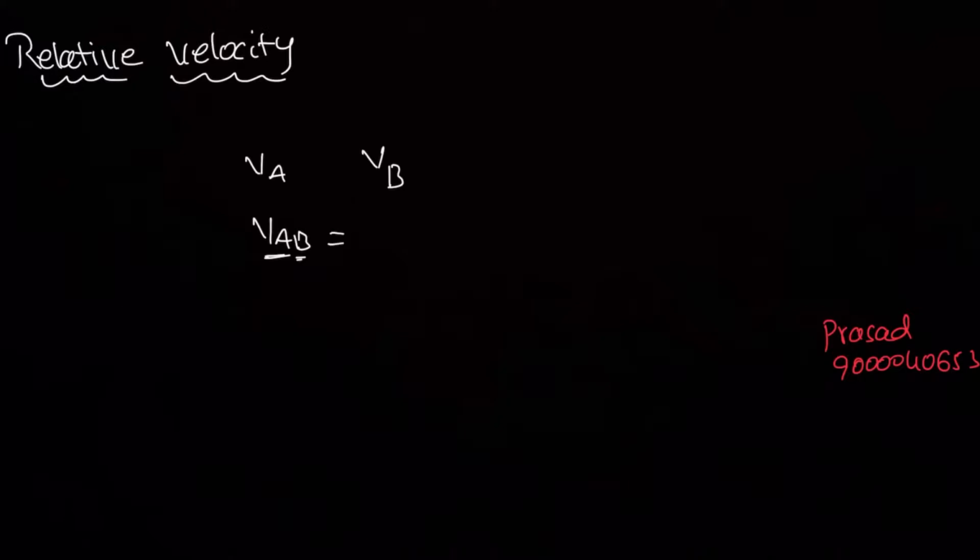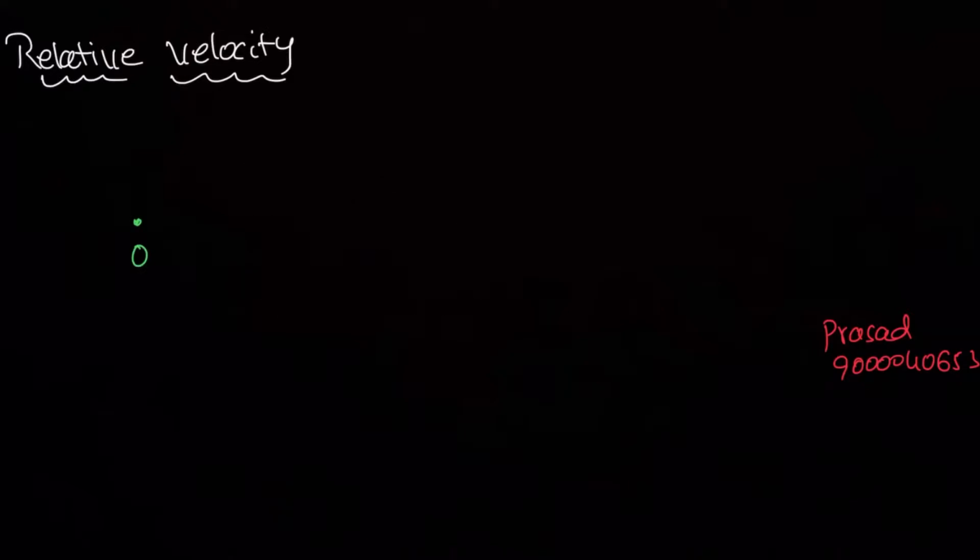So that is a notation. VAB is defined as VA minus VB. Similarly, relative velocity of B with respect to A, that is VBA, is defined as VB minus VA. So relative velocity is nothing but difference of velocities.